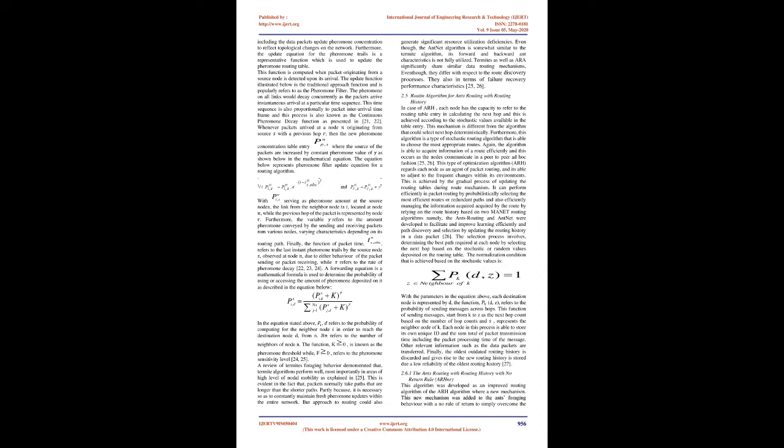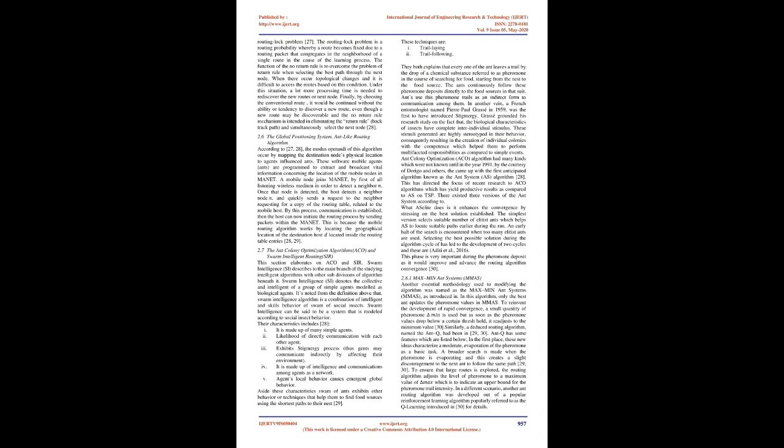The selection process involves determining the best path required at each node by selecting the next hop based on the stochastic or random values deposited in the routing table. The normalization condition that is achieved based on the stochastic values is: with the parameters in the equation above, each destination node is represented by d. The function d, z refers to the probability of sending messages across hops. This function of sending messages starts from k to z as the next hop based on the number of hop counts, and represents the neighbor node of k.